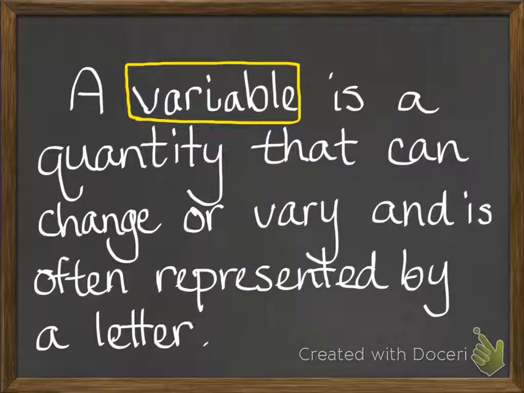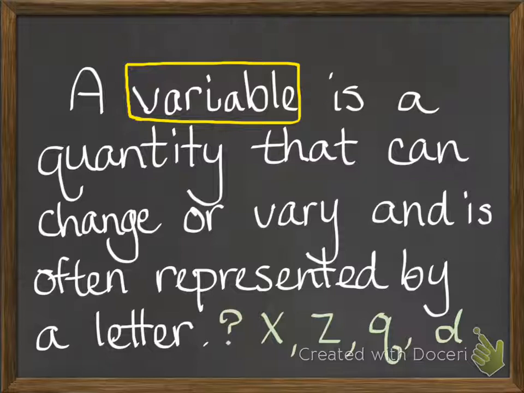A variable, we just talked about that, is one of those letters that we use. It's a quantity that can change or vary, and it's often represented by a letter. Some of the letters we've used in the past are X, Z, Q, D. You can use any letter, it doesn't really matter. When you were younger, your teacher probably used just a question mark, or sometimes left a blank, and that meant that you didn't know what the quantity was. Well, that's the same thing, except this time we're using letters.